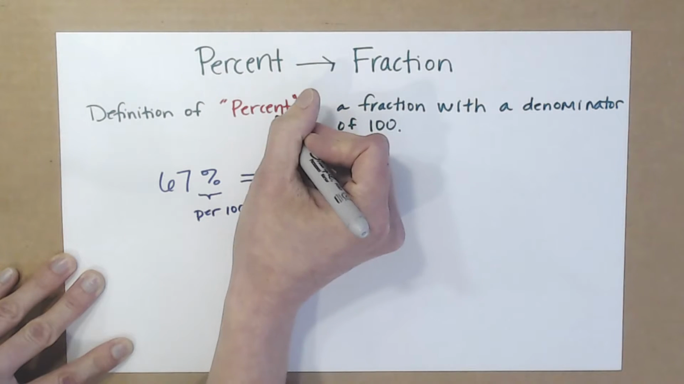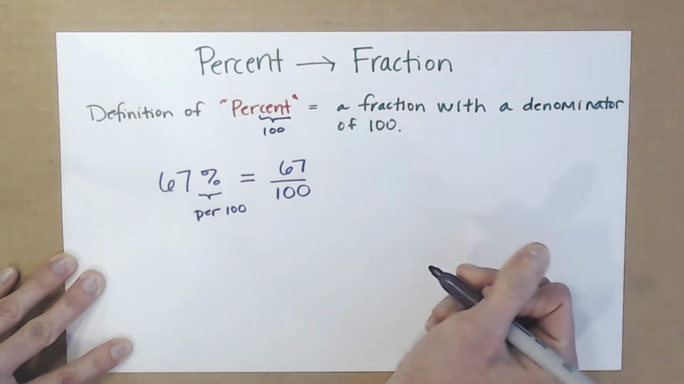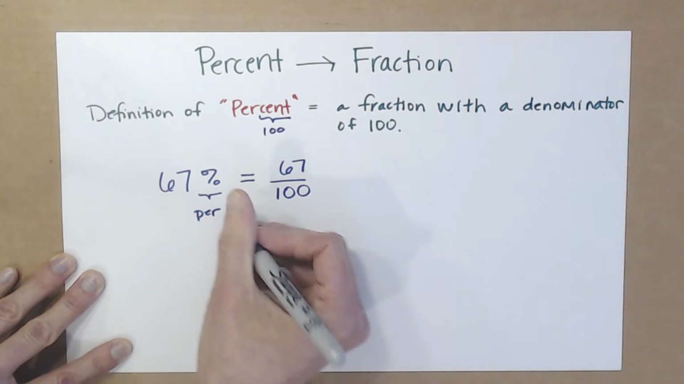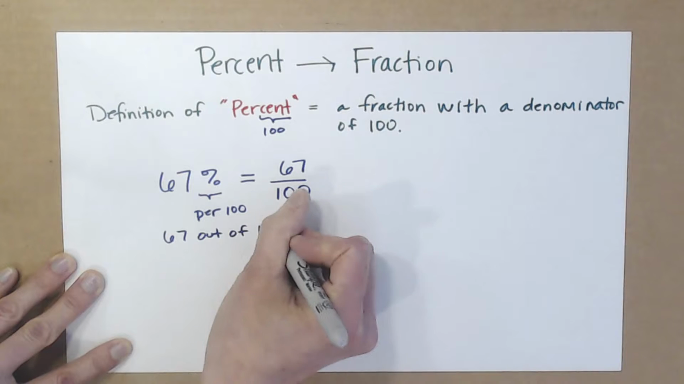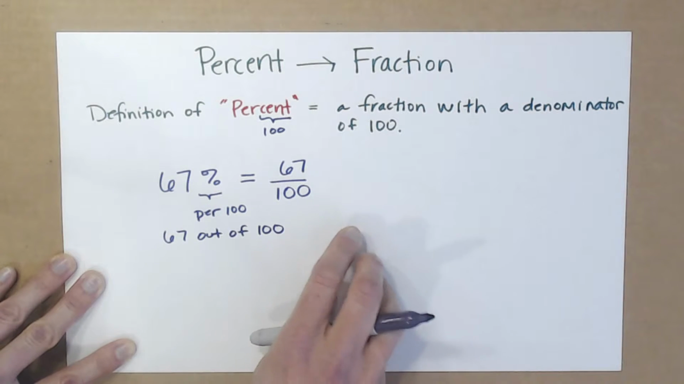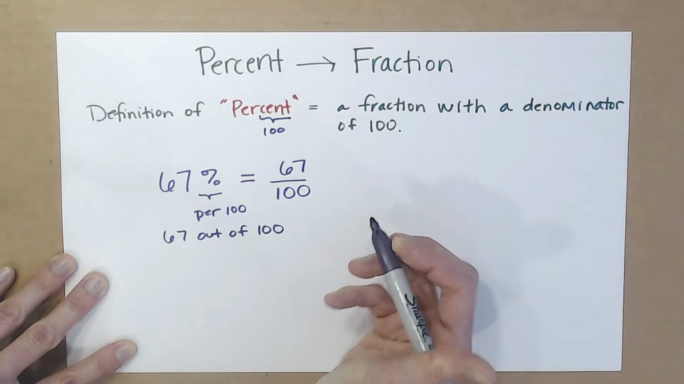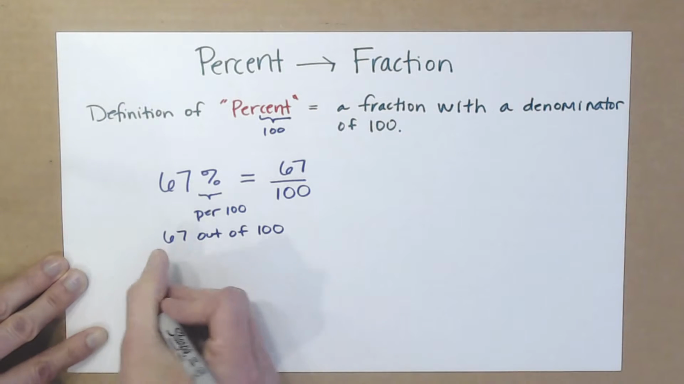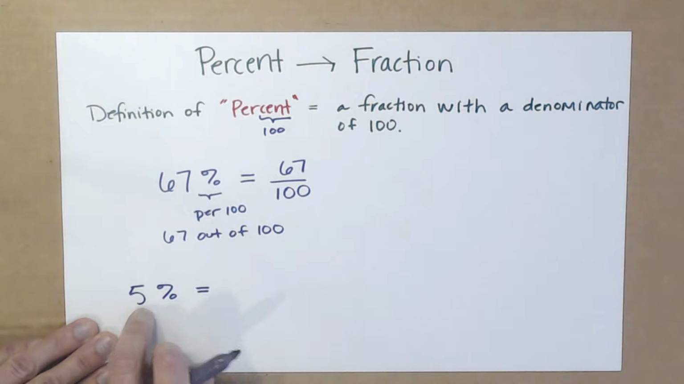If we look at the Latin roots here from percent, we know that cent in Latin means 100. So per 100. 67 per 100, or you could say 67 out of 100. So the way we write that as a fraction is just 67 100ths. So let's look at another one. How about 5%? So this just means 5 out of 100, or 5 hundredths.